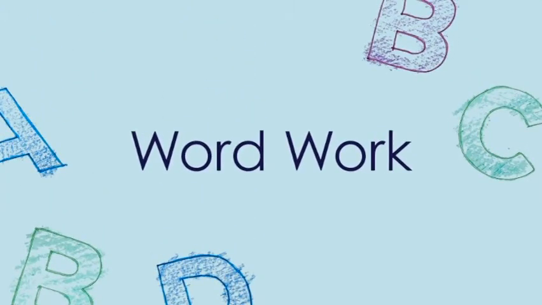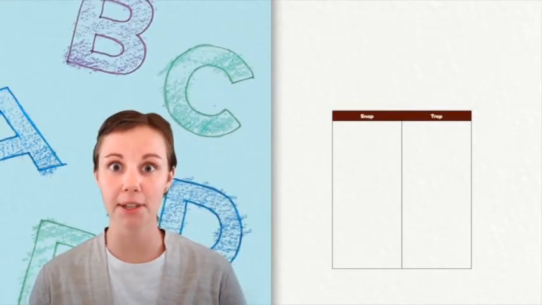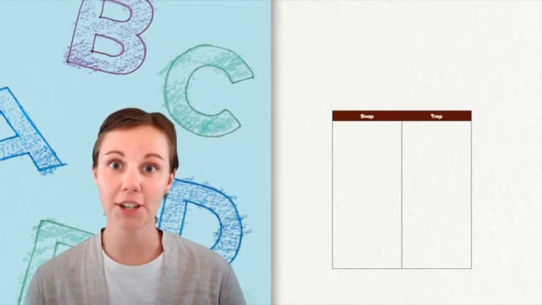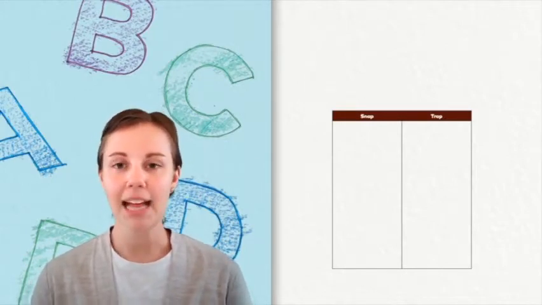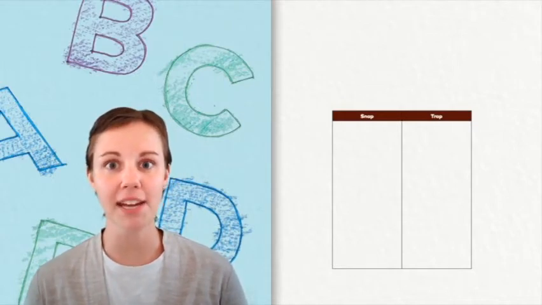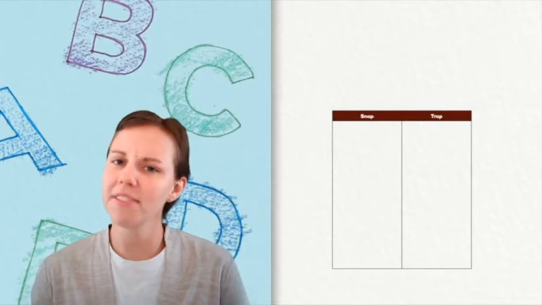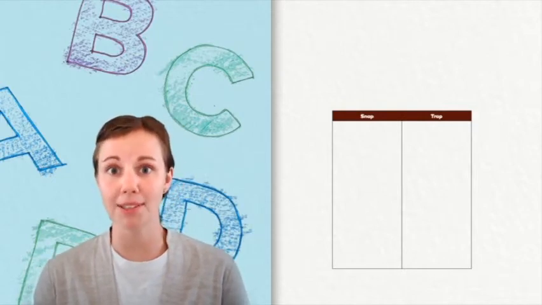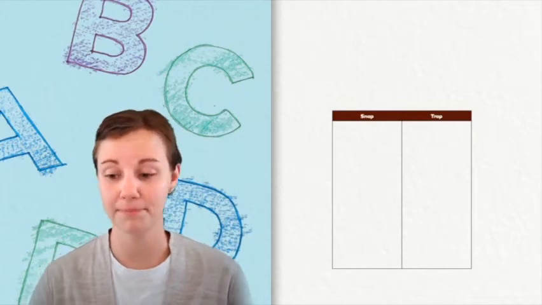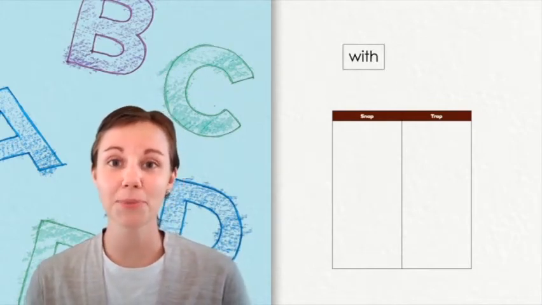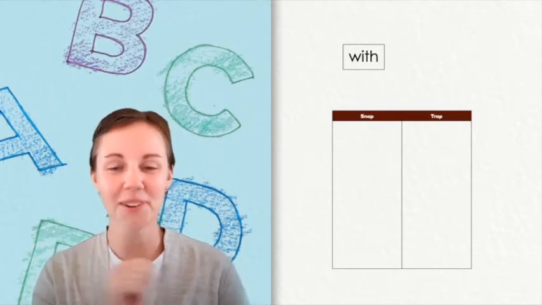Word work! Again this week we'll be looking at our snap and trap words. But like our learning target said, we'll be focused on those snap words today. Let's see if these words play fair using the spelling patterns we would expect them to, or if maybe some of them are trap words, meaning they're a bit tricky for us to read or spell. This first word is with. Is it a snap or a trap?